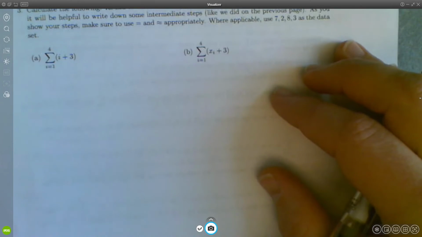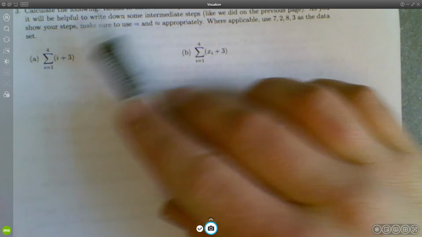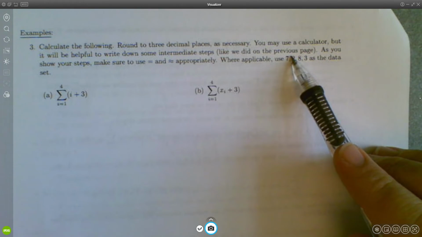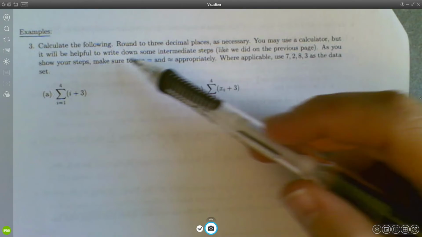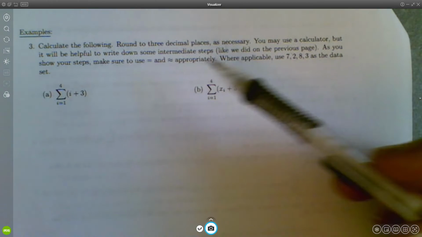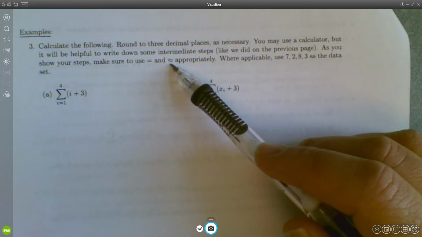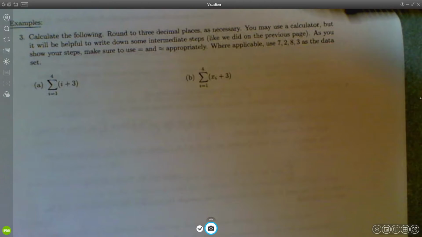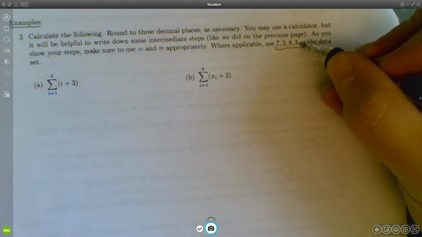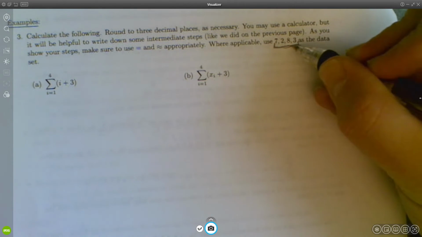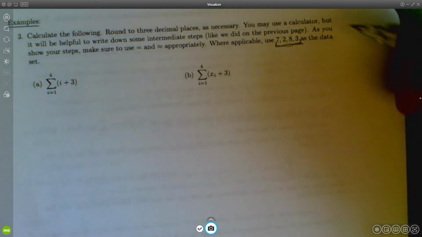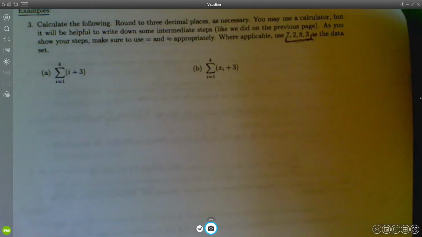So I'm going to go ahead and work them out myself. So here goes. For number 3, it says, calculate the following, round to 3 decimal places if necessary. We can use a calculator, but we might want to write down some steps, okay? As we show our steps, let's make sure to use the equal sign and the approximation sign appropriately. And this is going to be our data set. Whenever we have xi's that we need to replace with actual numbers, then we'll use that data set.